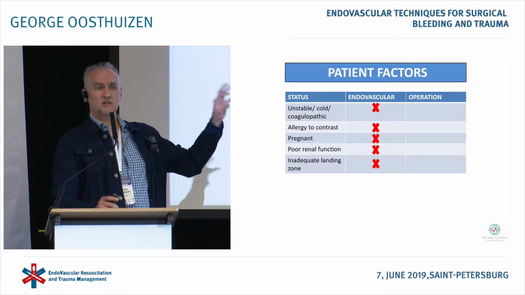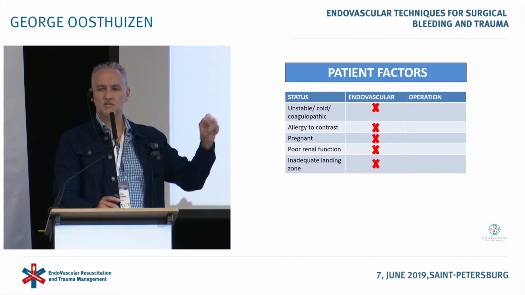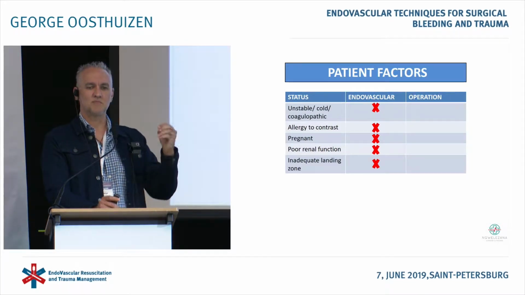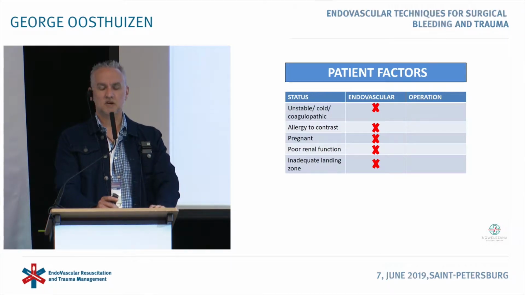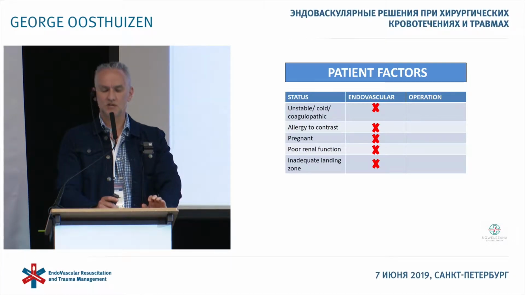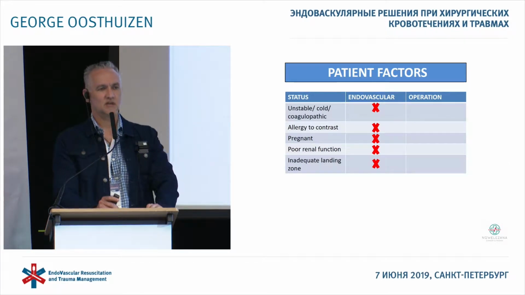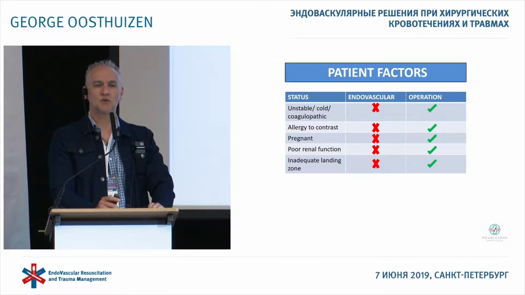Now, those were the arterial lesions that are manageable by endovascular means. But what about patient factors? There are certain patient factors that mitigate against endovascular management: an unstable, cold, coagulopathic patient, a patient who has allergy to contrast medium, a pregnant patient, somebody with very poor renal function, and of course when there's an inadequate landing zone for the stent. But guess what? We can operate on all of those.